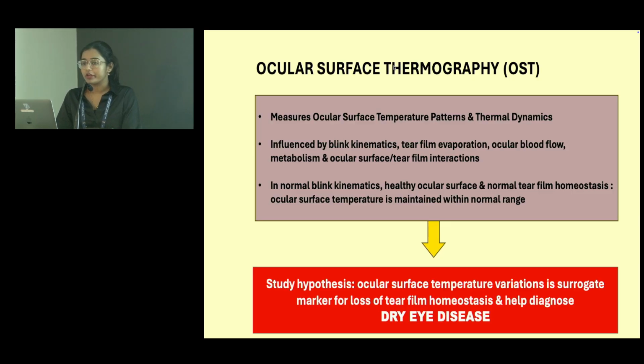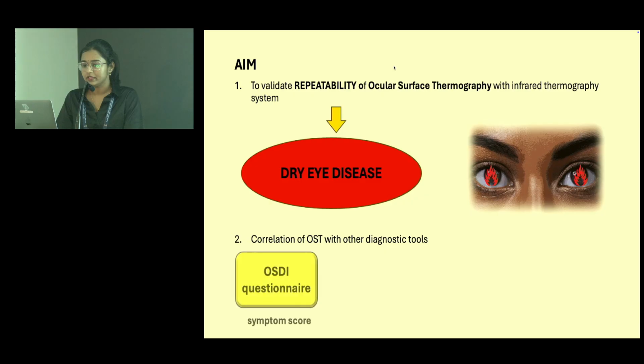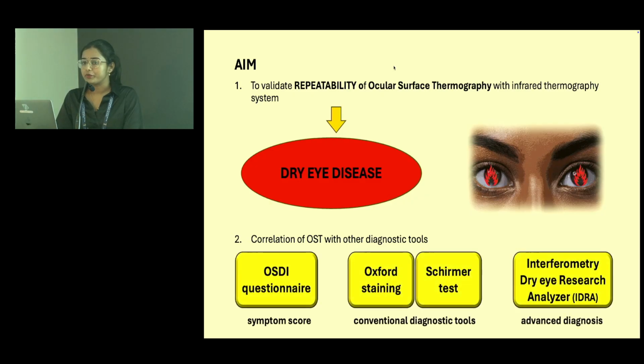Ocular surface thermography measures ocular surface temperature patterns and thermal dynamics. Our study hypothesis is that changes in ocular surface temperature may indicate loss of homeostasis of tear film and could help to detect dry eye disease. The aim of our study is to validate the repeatability of ocular surface thermography with infrared thermography system in the diagnosis and monitoring of dry eye disease.